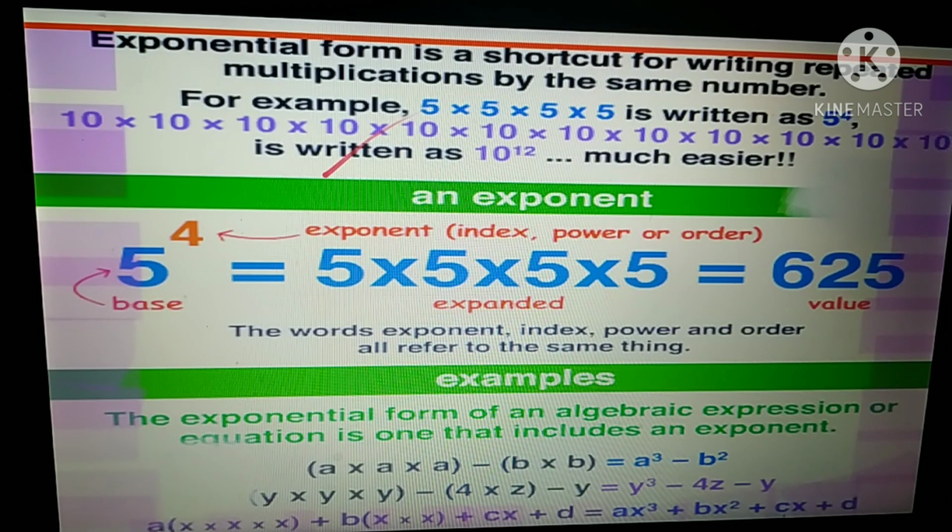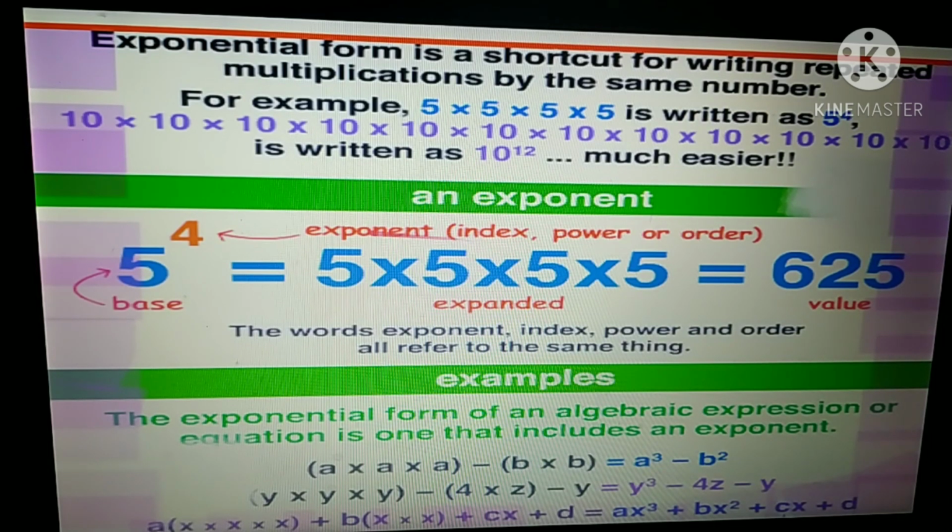Here observe this one, 10. Count all these, how many times is it repeated? 12 times. So we can write it as 10 power 12. Okay, so we can write in shortcut form. In powers we can mention how many times that particular number is repeated. So this is called exponential form, also called power, also called order, also called index. All these words refer to the same thing, that is power only.